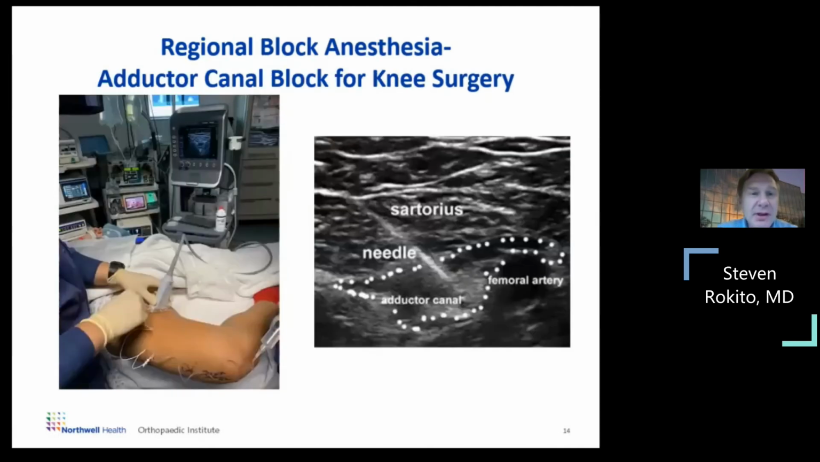This is an example of a regional block given for lower extremity surgery. We're doing an ACL reconstruction in this case, and the anesthesiologist is giving an ultrasound-guided nerve block, which is primarily a sensory block for post-op analgesia.